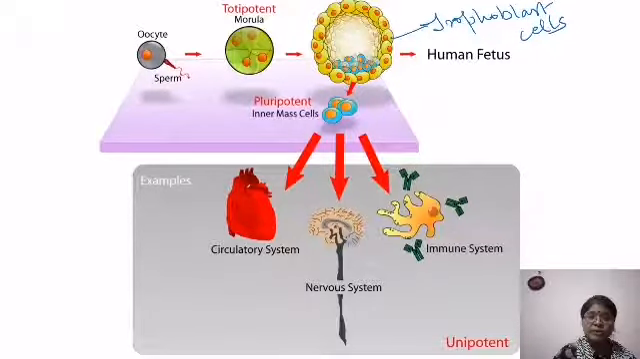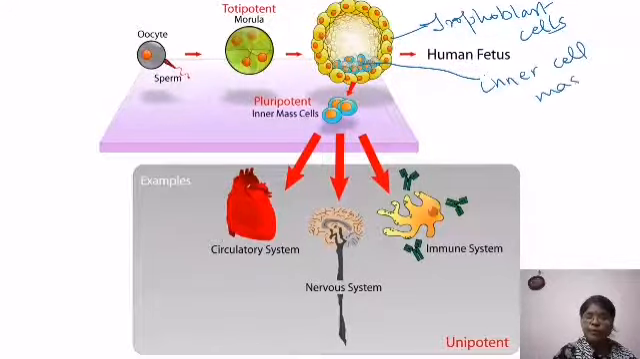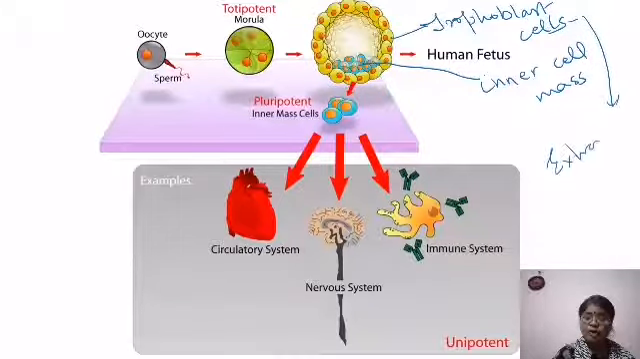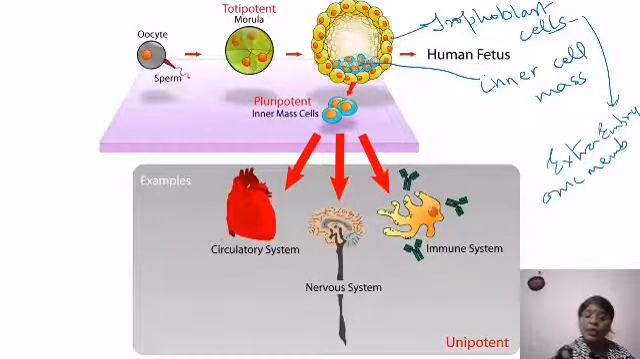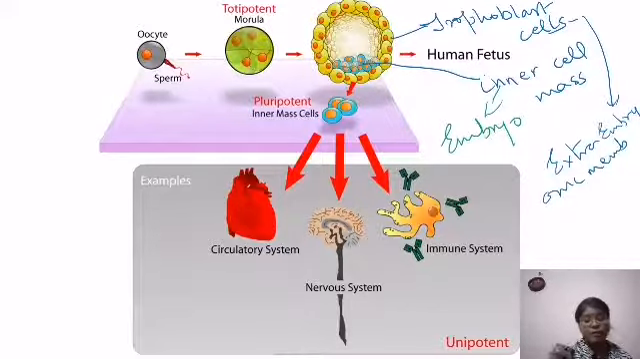And what are these blue ones, can you see? They are called your inner cell mass. The trophoblast cells will give rise to your extra embryonic membrane, and your inner cell mass will give rise to your embryo. First of all, these things must be very crisp and clear to you.